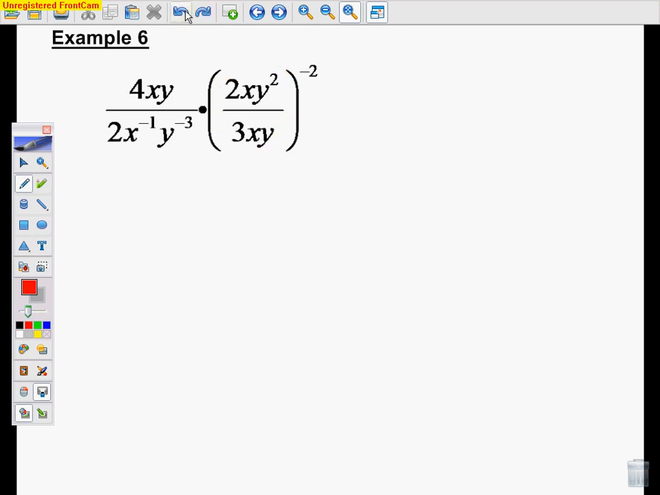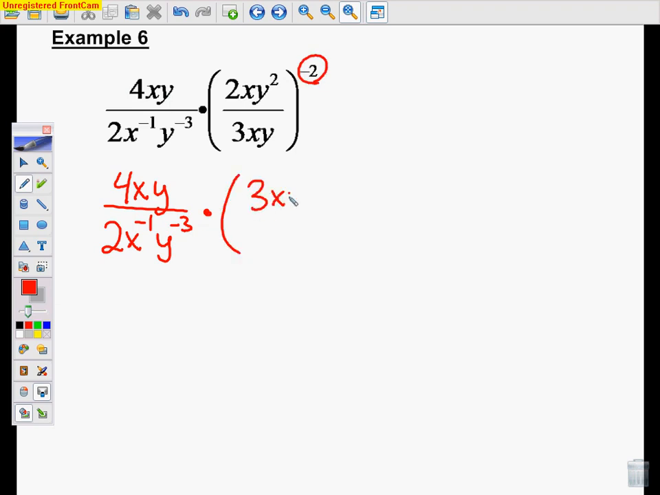Okay? So the first part, the first entity, we're going to keep it the same. 4xy over 2x to the negative 1, y to the negative 3 times. We're going to get rid of this negative exponent by taking the reciprocal. So that's going to be 3xy over 2xy squared. Now to the positive 2. Okay? To get rid of a negative exponent, you take the reciprocal. All right.